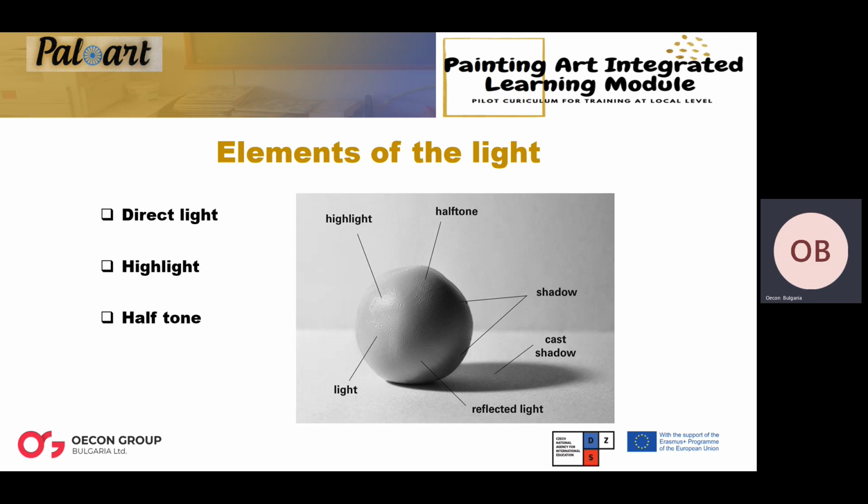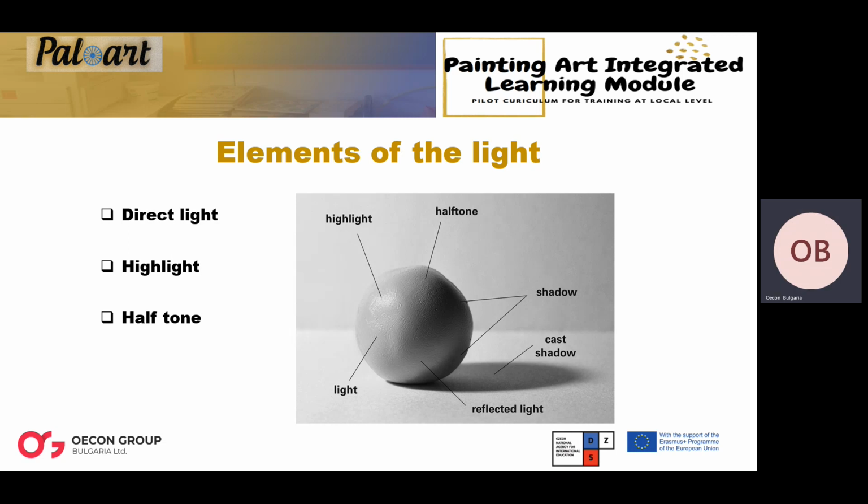The elements of the light are: the first one, direct light. The direct light, also called the center light, is the area of the form that faces the light source and receives the most direct light. The second one is the highlight. The highlight is the lightest area on the form because it is perpendicular to the light source. It is actually a reflection of the light source, so it moves depending on where you are in relation to it. Therefore, the highlight should be the last element that you concern yourself with in your drawing.